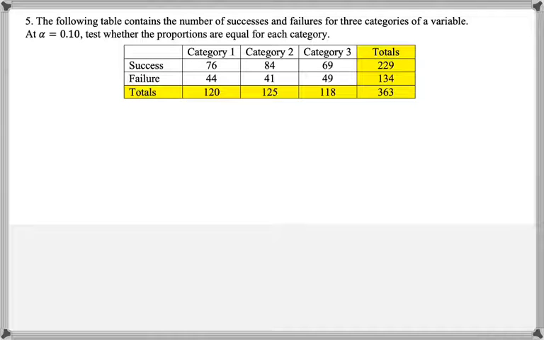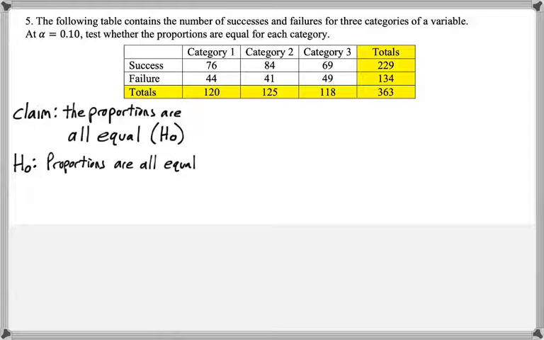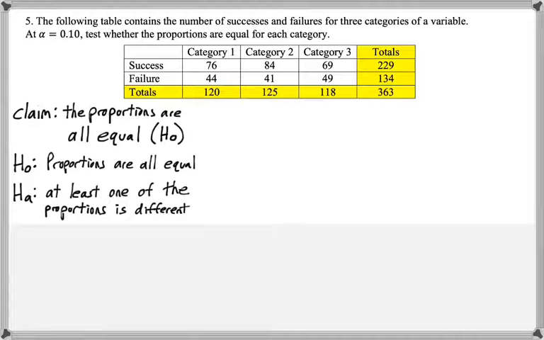The following table contains the number of successes and failures for three categories of a variable. At alpha equal to 0.10, test whether the proportions are equal for each category. So the claim is that the proportions are all equal, which is the null hypothesis. The alternative hypothesis is at least one of the proportions is different.